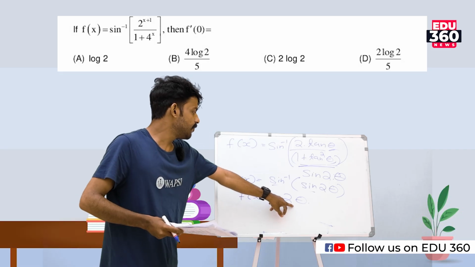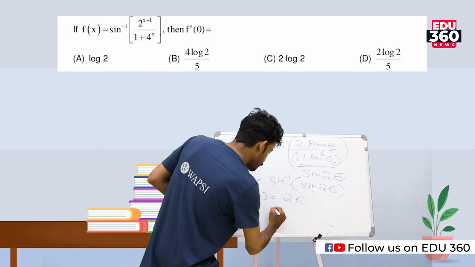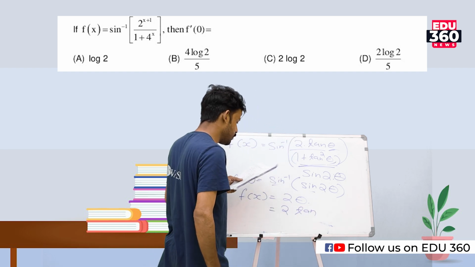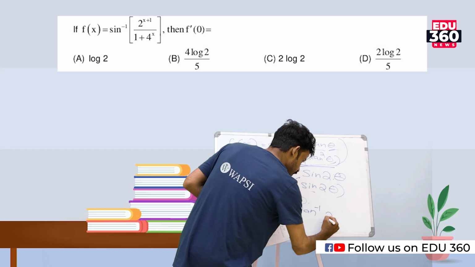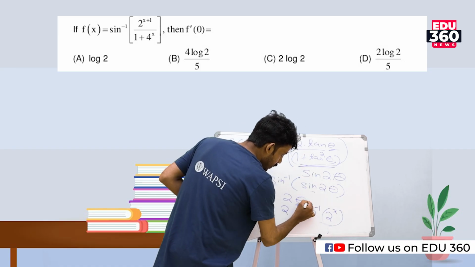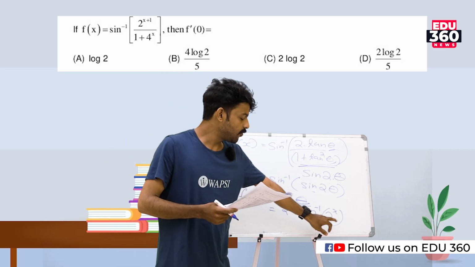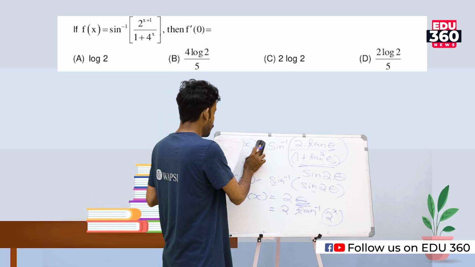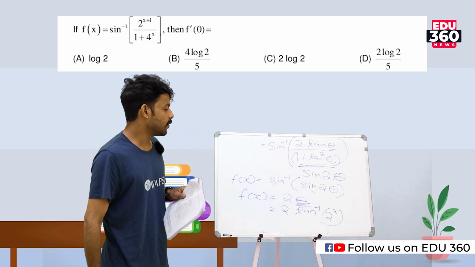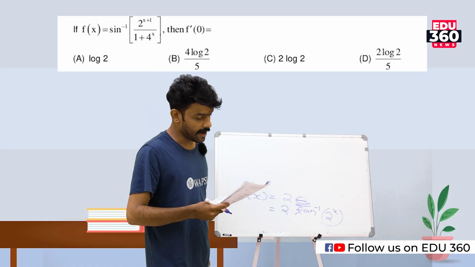And we can write theta is equal to tan inverse 2 raised to x. For theta we can substitute tan inverse 2 raised to x. So that is the next step. In the given question we need to find the value of f dash of 0. So hereafter we are going to find the first derivative.